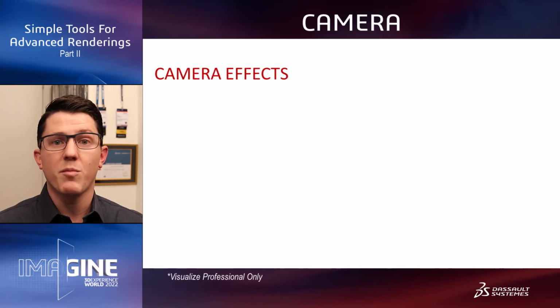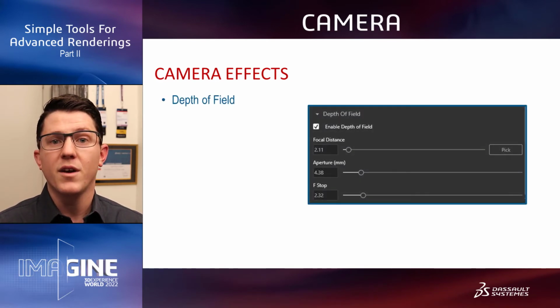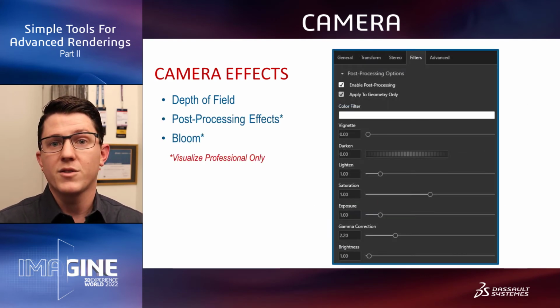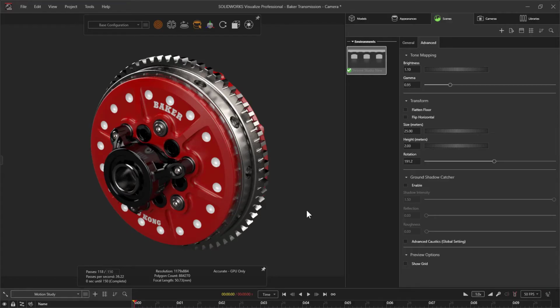So cameras are capable of more than just being at a location and pointing at something. They can also add effects like depth of field, and if you have Visualize Pro, we can use things like bloom and post-processing effects. So let's see how that ends up looking. With the lighting scene taken care of, we can now look into the camera options.